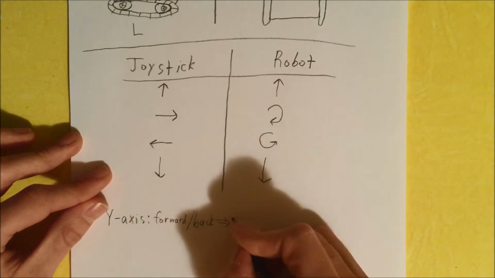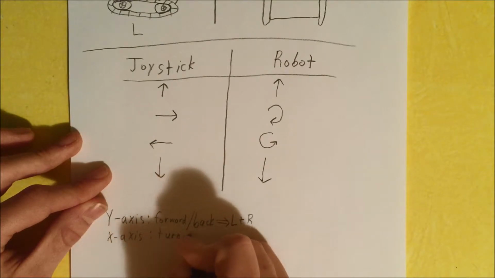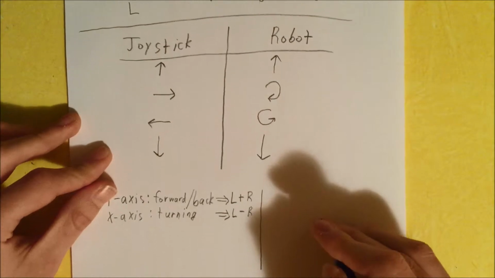In other words, the y-axis of the joystick controls the forward and backward movement of the robot, which is given by the sum of the power on each side of the wheelbase, whereas the x-axis controls turning, which is given by the difference between the power on each side. Now all that's left is a little algebra.